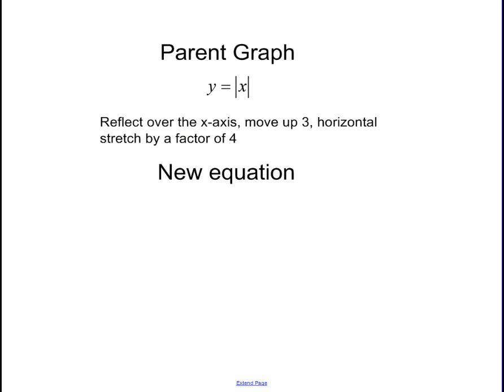Last one. All right, we're going to reflect over the x-axis. Remember, reflecting over the x-axis is on the outside. We're going to move up 3, which is outside. We're going to have a horizontal stretch by a factor of 4. Well, that's inside. Well, stretch by a factor of 4, remember, that means we're going to divide by a factor of 4. So y is going to equal, we're going to reflect over the x-axis, which means we have to have a negative. We're going to divide by 4 because it's a stretch by a factor of 4, and then we're going to move up 3.